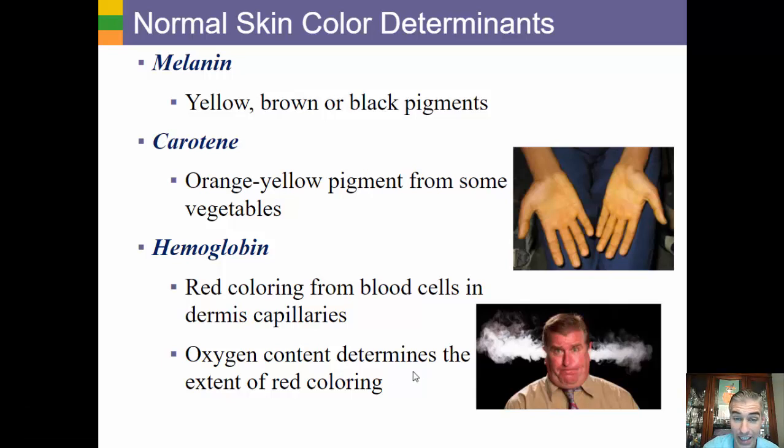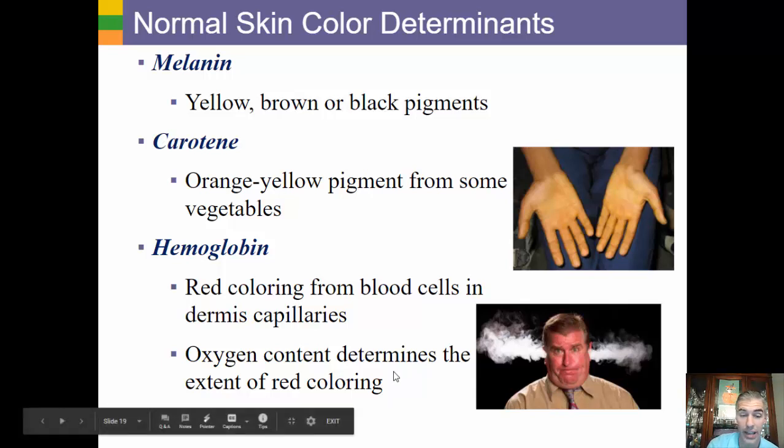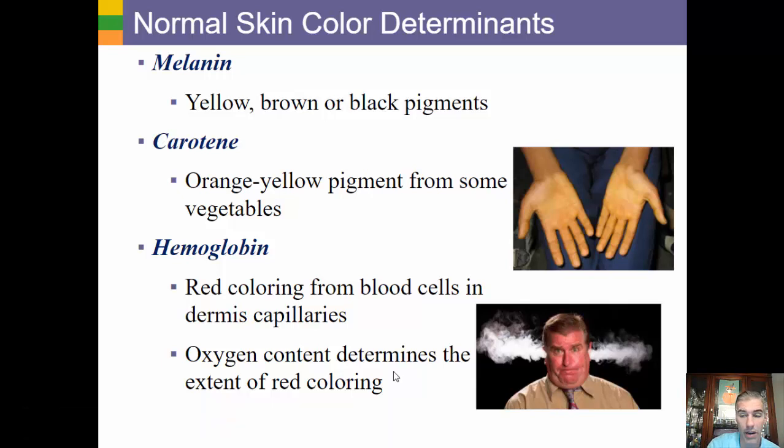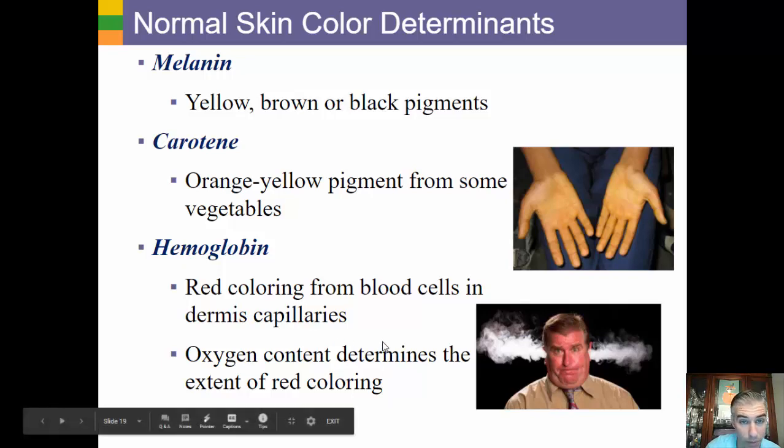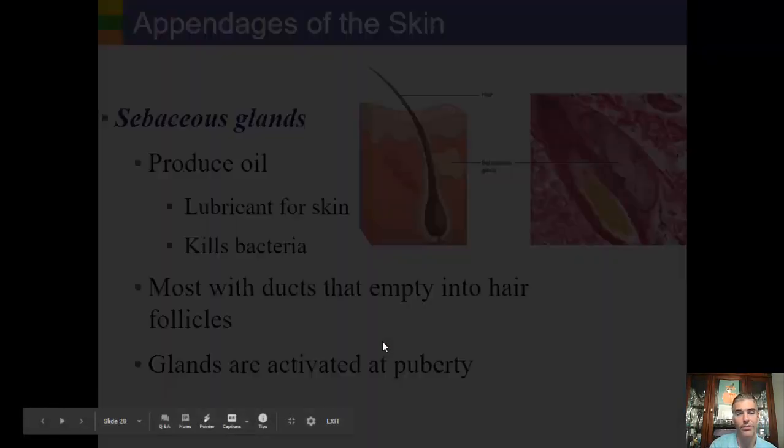And the oxygen content of it actually determines the extent of the red coloring, with more oxygenated blood being a more bright red color, and deoxygenated blood being a darker color. Not blue, but a darker color, more rust colored.